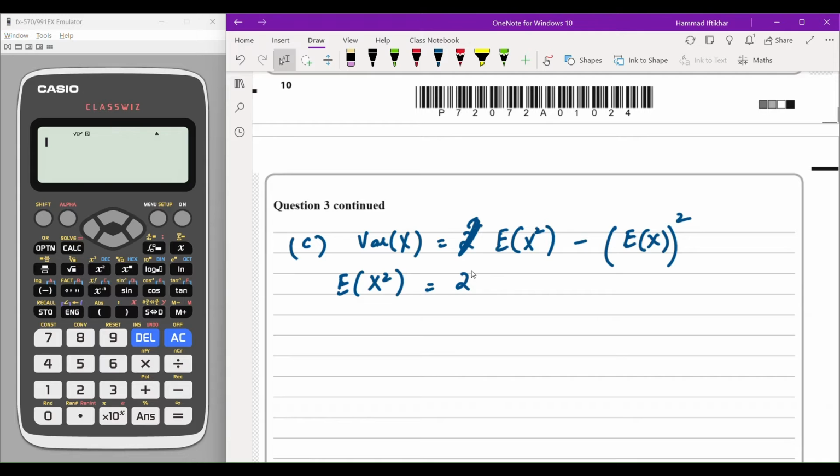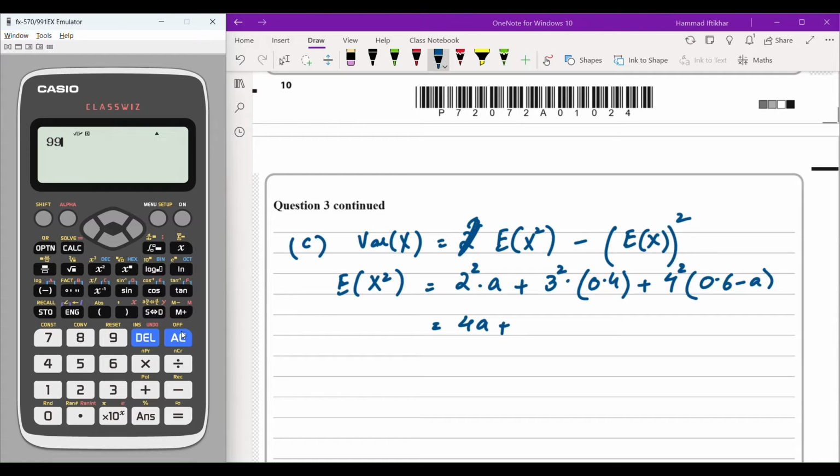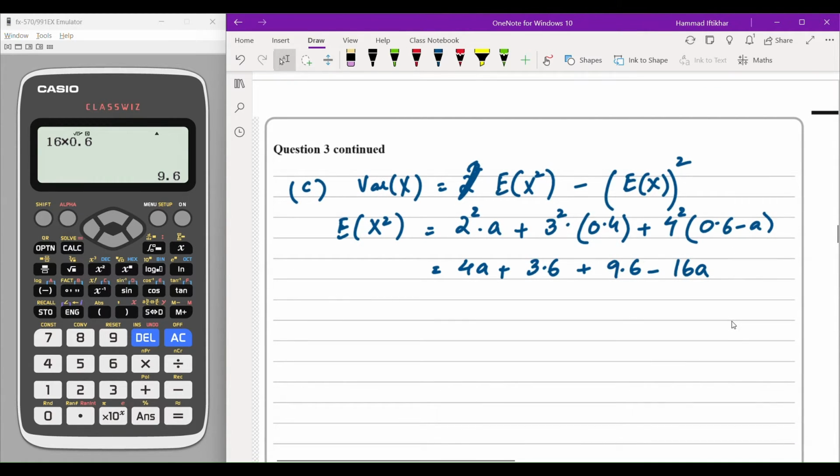So 2 squared times by a plus 3 squared times by 0.4 plus 4 squared times by 0.6 minus a. So 4a plus 9 times by 0.4, which is going to be 3.6. And then we have 16 times by 0.6, 9.6 minus 16a. Right, so let's simplify this. 3.6 plus 9.6.